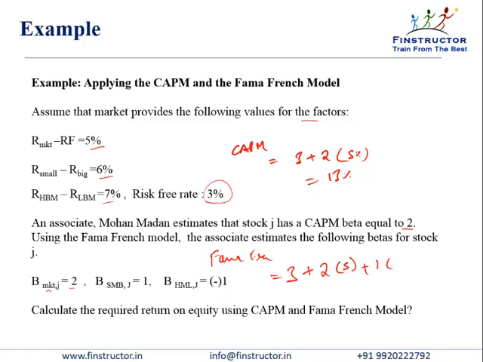So this company is probably a small company, hence it should give a 6% additional return, and it is generally overvalued. That is, it has a -1 exposure to the high book to market ratio. So then the return requirement becomes lower to the extent of -1 into 7%. Hence the required return on equity comes out to be 12%.